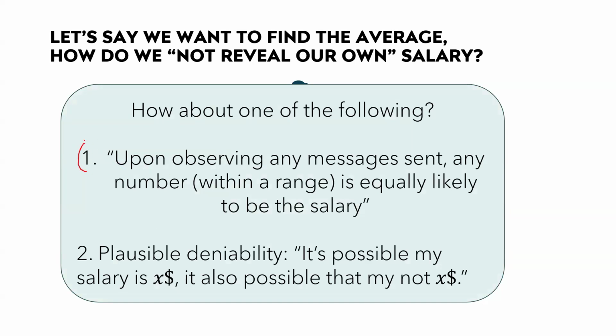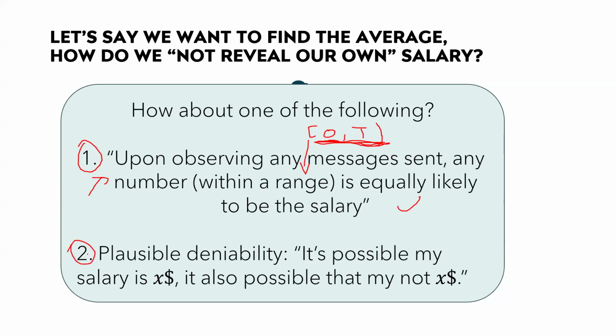Let's think of the following. Maybe one potential definition. You should have tried to think about some of these as well, but if you've already reached this point in the video, you can try to think about what these mean. I think that's very useful. So maybe something like, upon observing any messages sent, any number within a range, let's say 0 to some insanely large number that no one is able to make, like take Jeff Bezos's number and square it or something, let's call that T, is equally likely to be the salary. Well, that might be interesting. We should probably try to do that. That's one possible definition.